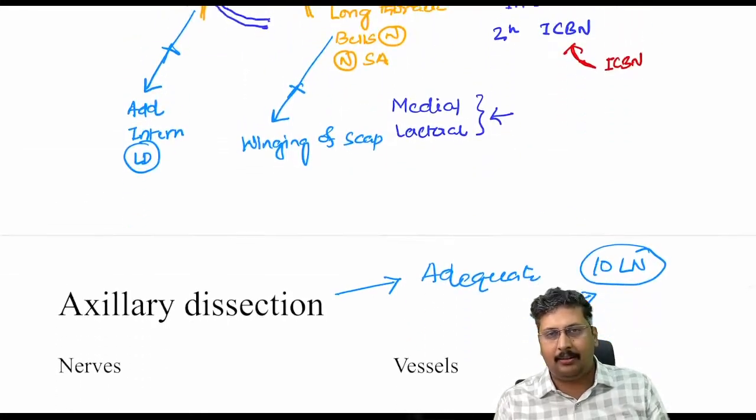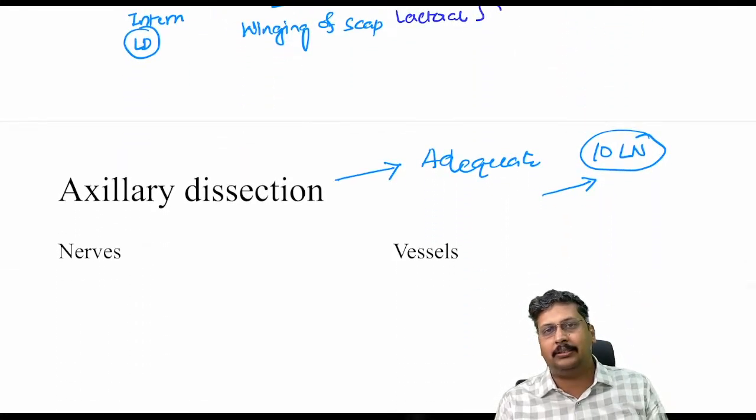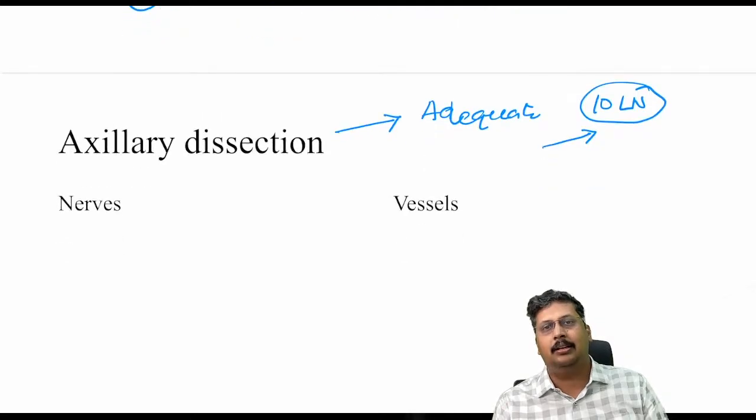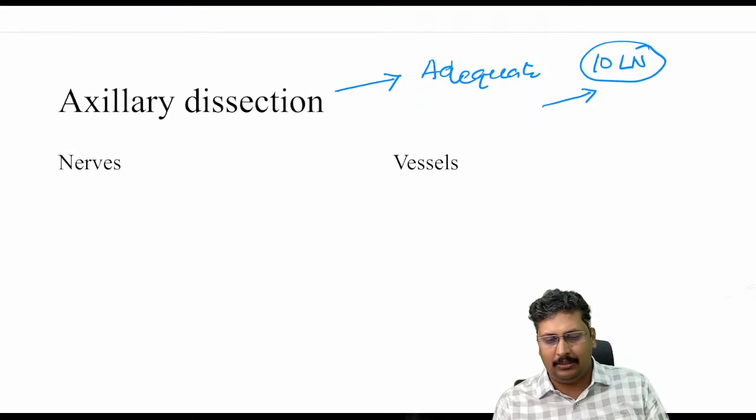And along with that, what are the other complications that can happen? The injury to the axillary vein. When you clearly identify and protect it, it is an uncommon complication of the axillary dissection. And excessive traction can cause skin necrosis.